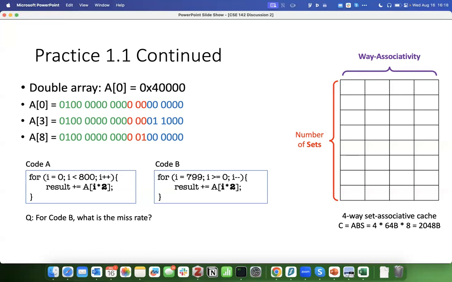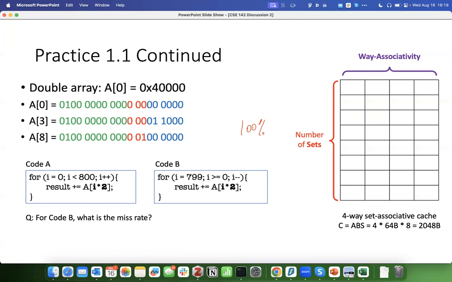Isn't it 100% miss rate? Because we always load like the next reference. That's a good guess, 100%. Anyone has a different opinion? And for the online people, feel free to put your answer in the chat or just unmute yourself and speak up. I think I have my speaker turned on. Everyone agrees with 100%? Or does it load in the other direction? Yeah, the question is, does it load in the other direction?